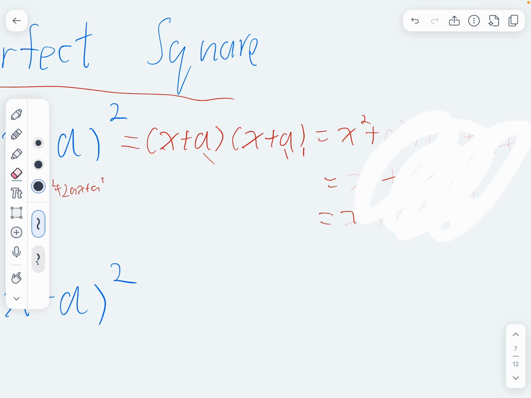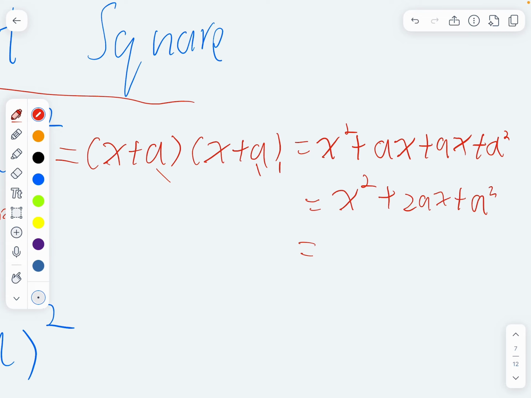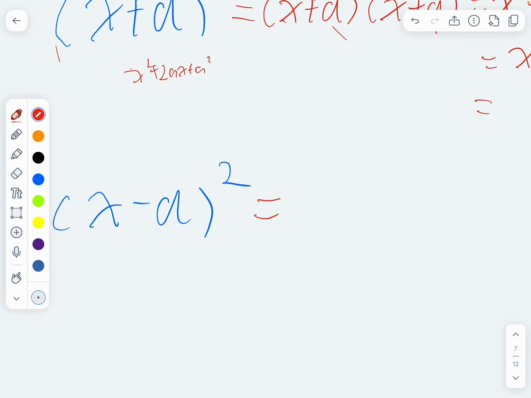Let's do it again. It's going to be x squared plus a times x, plus ax plus a squared. So it equals x squared plus 2ax plus a squared. Okay, for the next one, it's the same, just using the minus instead of the plus.